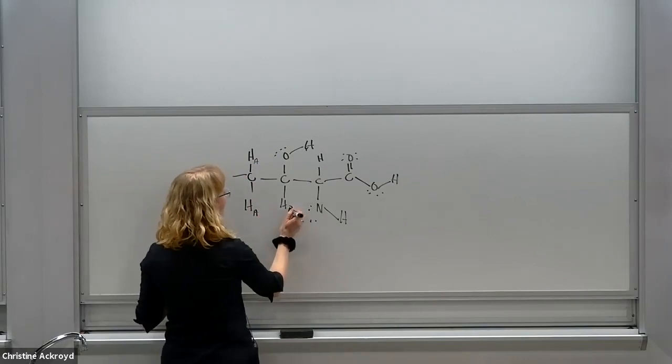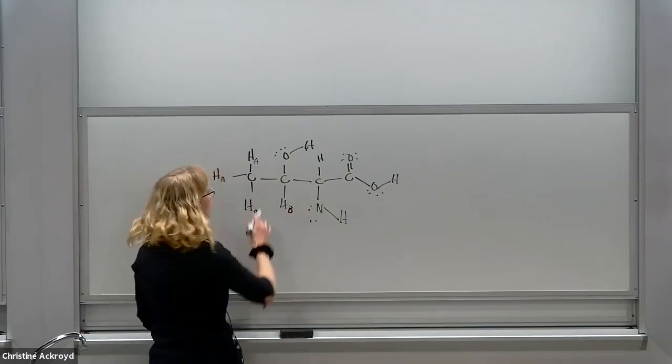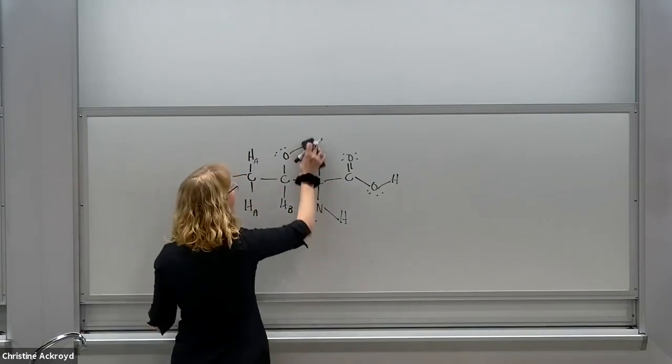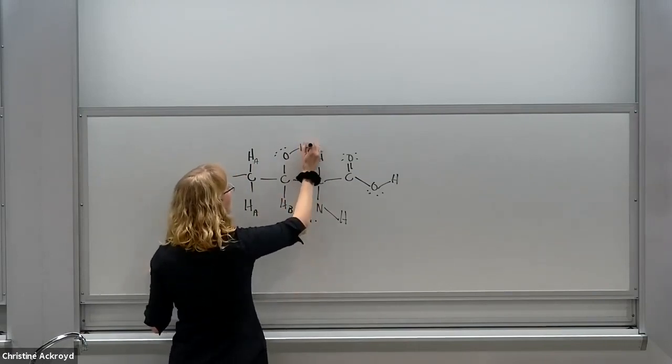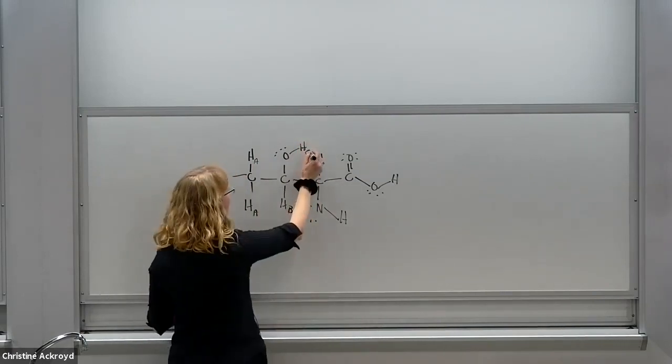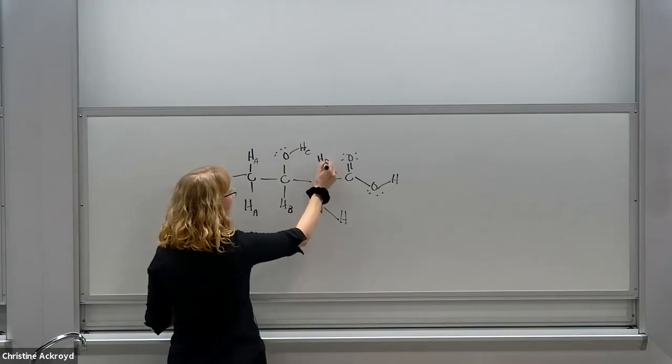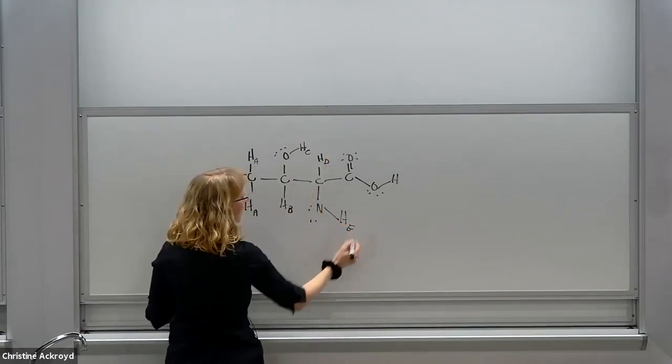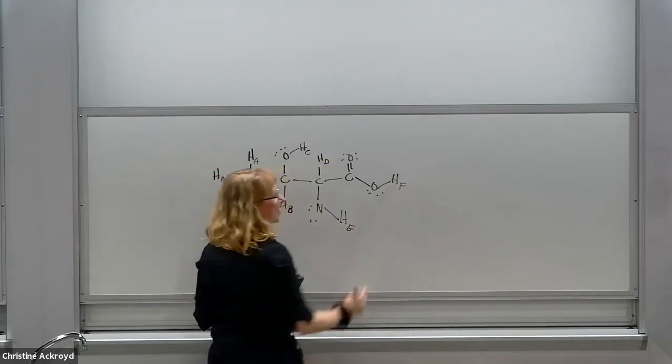This is a different hydrogen. Hydrogen on the alcohol group, on the OH, is also a different hydrogen. Here's another kind of hydrogen. Here's another kind of hydrogen. Here's another kind of hydrogen.